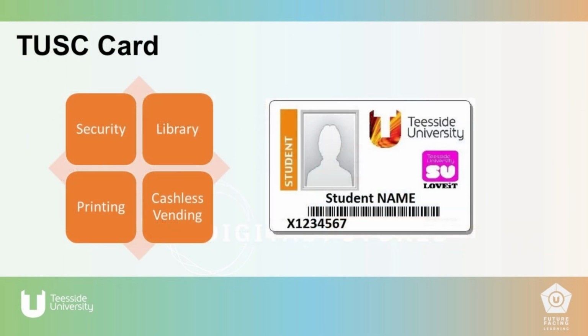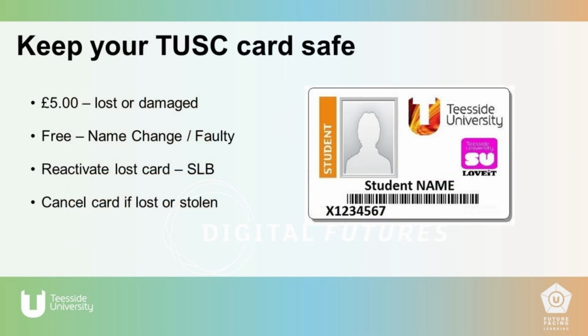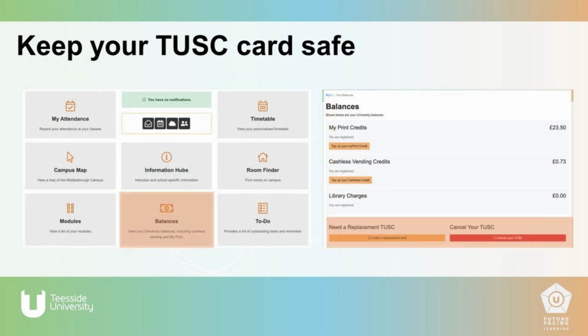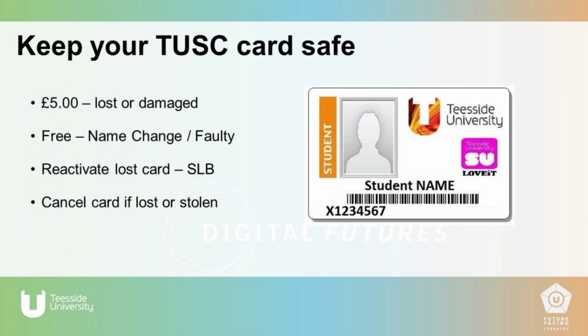Your Tusk card plays an important role whilst at university and grants you a lot of freedom to move around campus. Therefore, it is very important to keep this safe and carry it with you at all times. If you do lose your Tusk, it will cost you £5 to get a replacement. And it is important you cancel this by visiting the balances tile on the student portal and selecting Cancel Your Tusk option. This will deactivate the card and prevent anyone from spending any credit or using it across the campus. If you subsequently locate an old card, this can always be reactivated. However, please note only one card will function on campus.